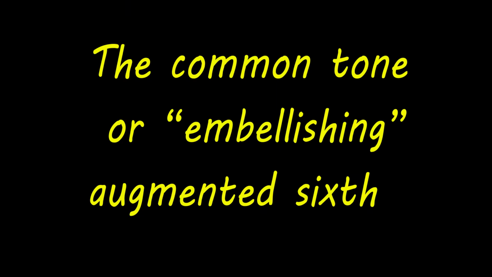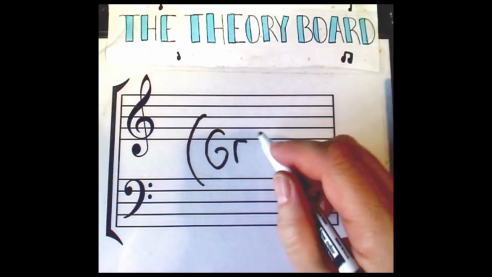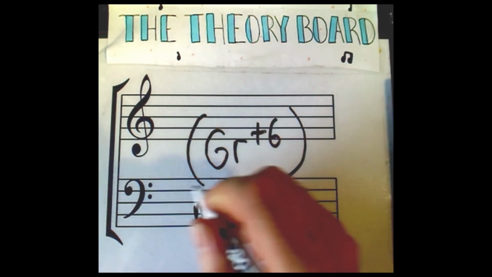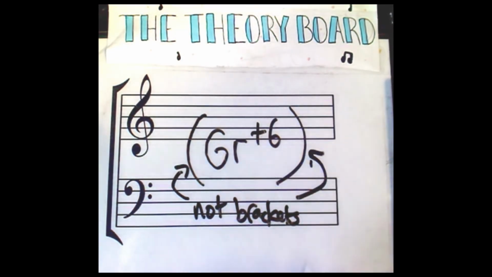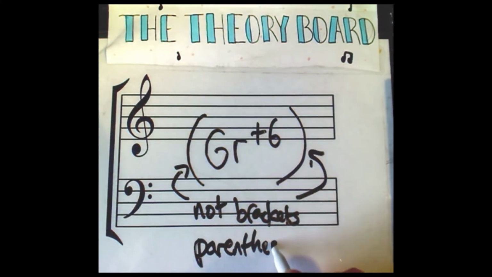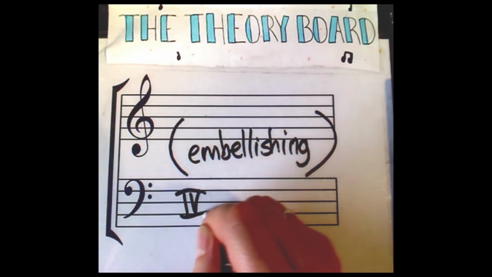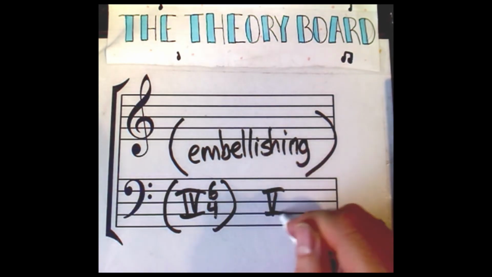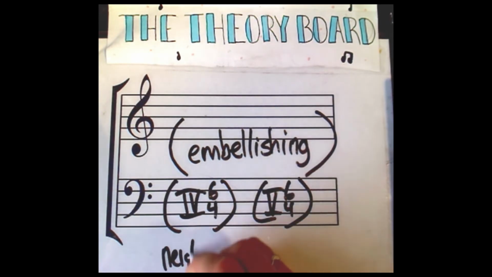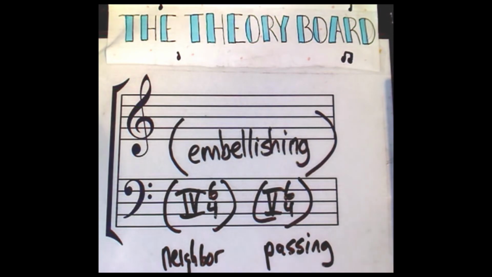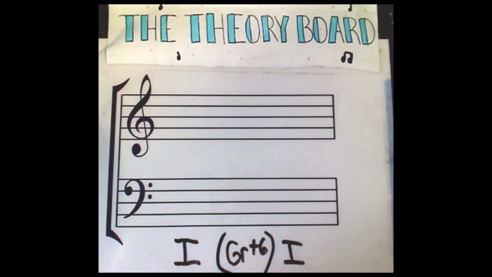This is our last weird augmented 6 chord, the common tone or embellishing augmented 6 chord. We notate it like this, where we don't use brackets, but we use parentheses. Now, what does that mean? Well, parentheses in Roman numeral analysis generally mean that you're embellishing something, like the 4/6/4, which we call a neighbor, or the 5/6/4 passing, which both embellish the 1.